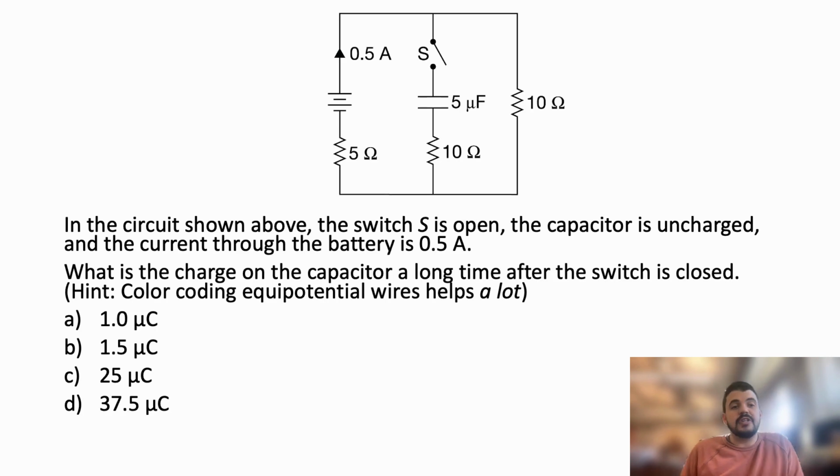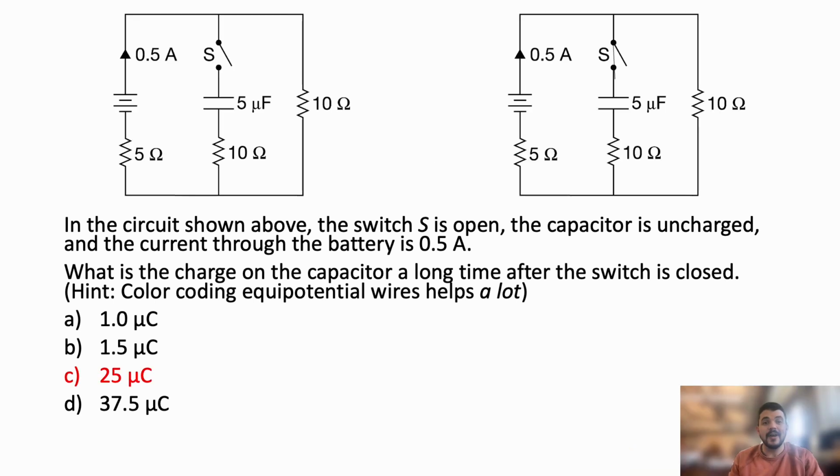Here's the first question. In the circuit shown above, the switch S is open and the capacitor is uncharged, and the current through the battery is ½ amp. We want to know what the charge on the capacitor is a long time after the switch is closed. And my hint here is that color coding equipotential wires helps a lot. So take some time to give this a go, pause the video, and then I'll reveal the answer in 3, 2, 1.